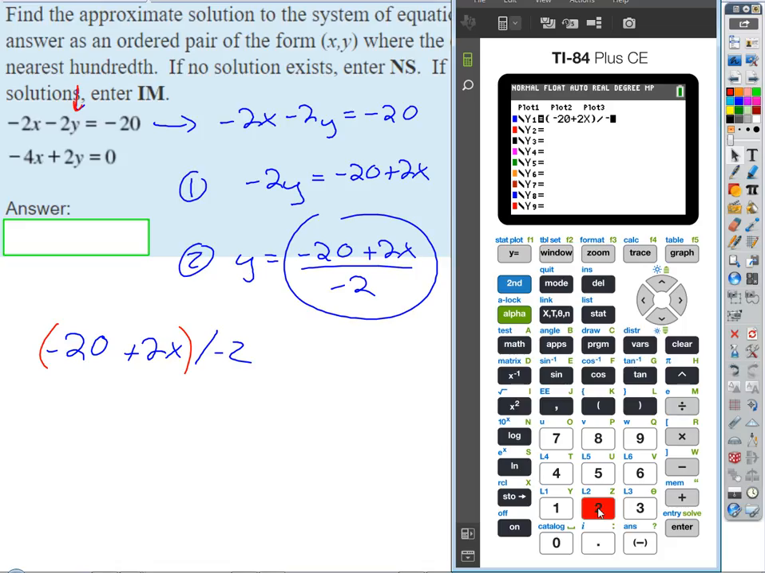Don't simplify. The calculator can deal with that just fine, right? If you try to simplify it, you're opening up an opportunity to make a mistake. Just leave it like that.